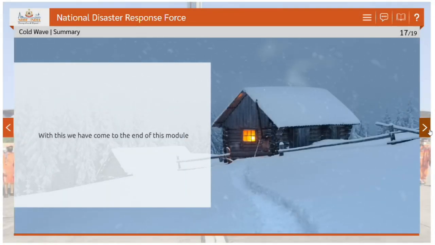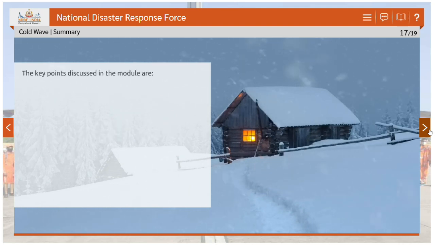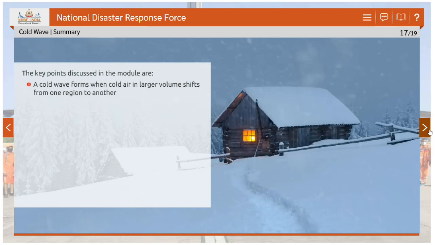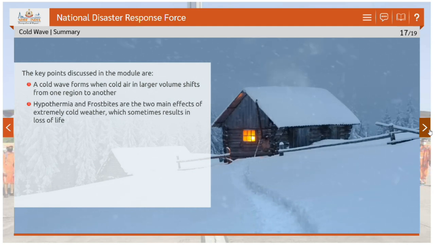With this we have come to the end of this module. Let's recollect the key points discussed in the module. A cold wave forms when cold air in larger volume shifts from one region to another. Hypothermia and frostbites are the two main effects of extremely cold weather, which sometimes results in loss of life.